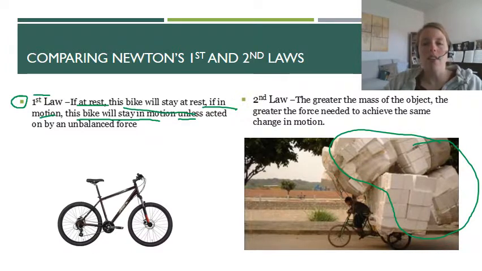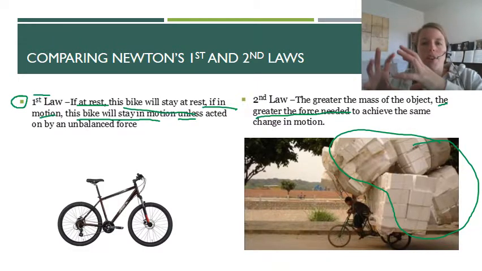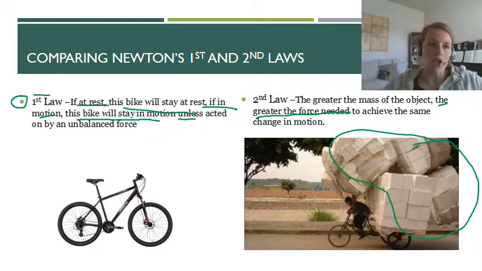But the second law says that the greater the mass of the object, the greater the force needed to achieve the same change in motion. Okay, so first law, things at rest are going to stay at rest, things in motion stay in motion unless acted on by an unbalanced force. Second law has to do with mass. So the greater the mass of an object, the greater the force needed to achieve the same change in motion.